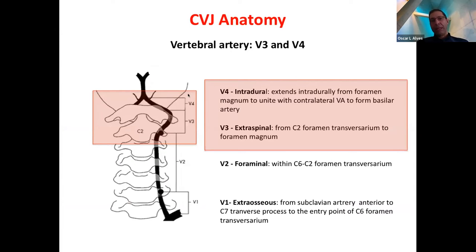So you have the V4 segment, the intradural that extends intradurally from the foramen magnum and unites to the contralateral vertebral artery to form the basilar artery. And you have the V3 segment from the C2 transverse foramen to the foramen magnum, as you see here.